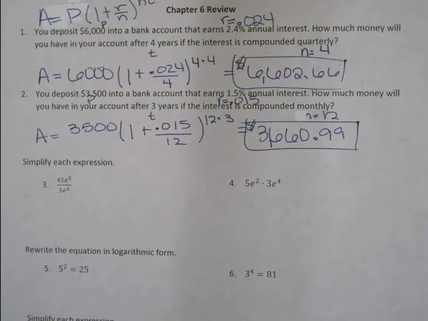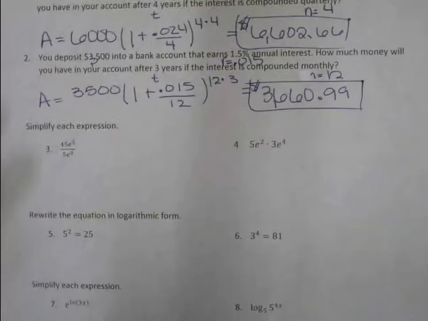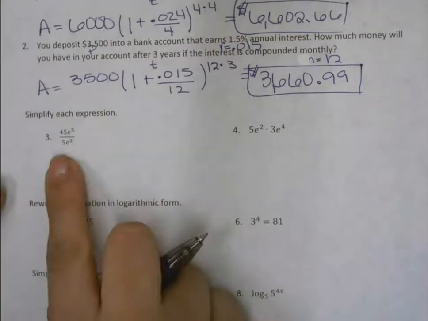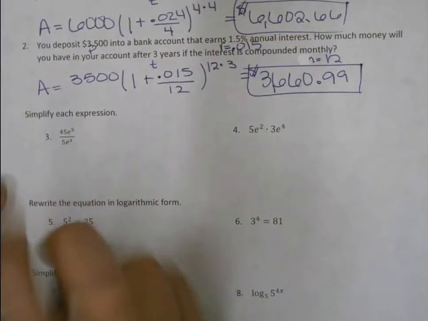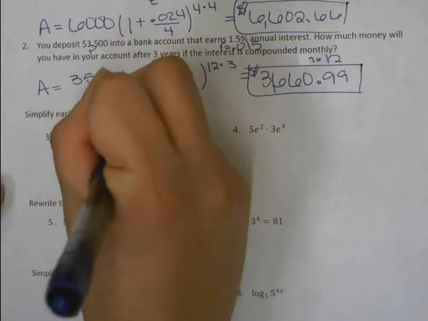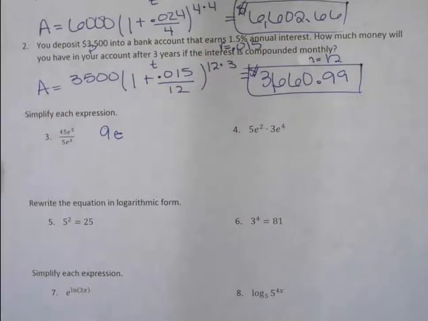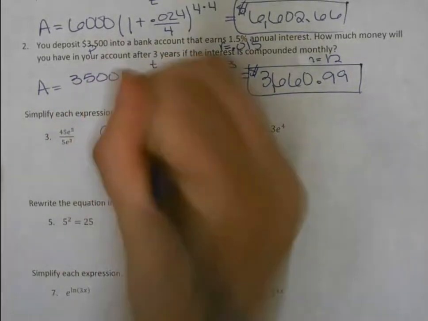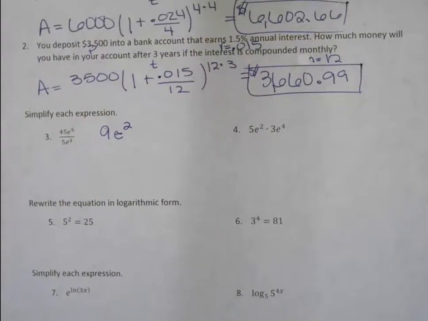Okay, numbers 3 and 4 are simplifying each expression that have E in them. To simplify, I treat E like a variable, so I just have to simplify like I normally would. What is 45 divided by 5? 9. And then with my E's, I subtract the exponents. 5 minus 3 is 2. And that's just my answer. Questions on number 3?